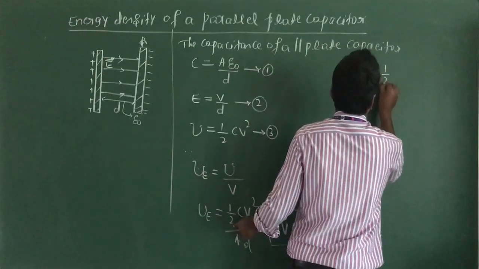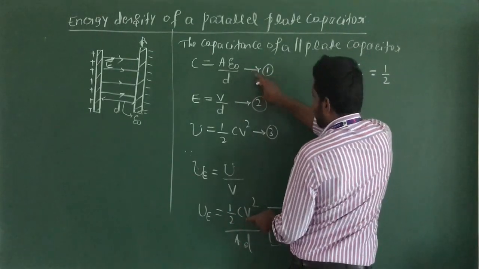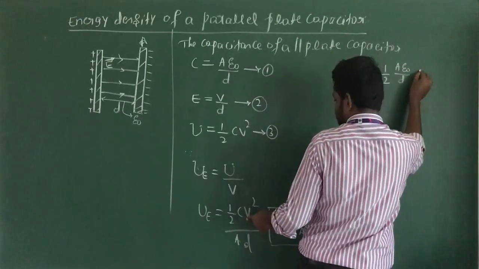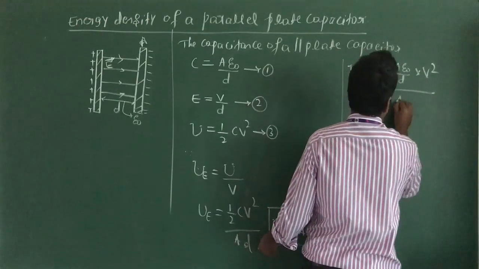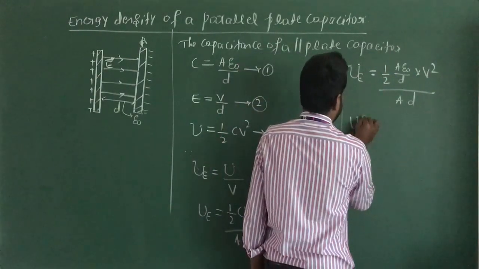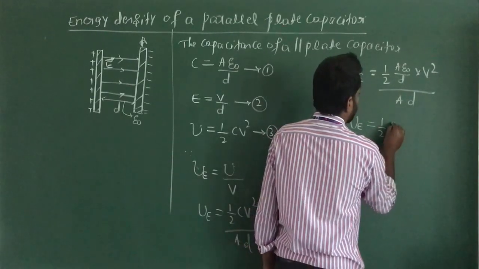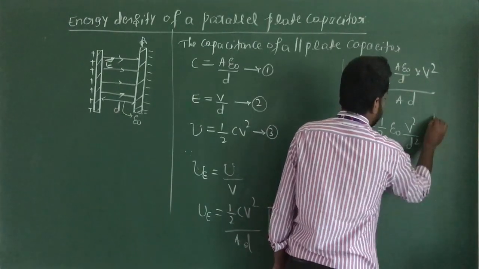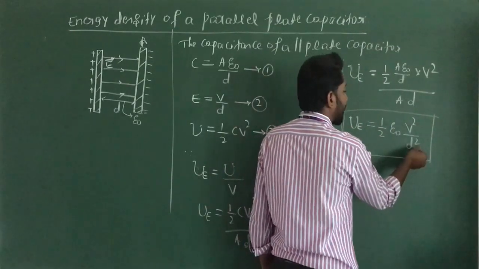We get U_E is equal to 1 by 2, and C is the capacitance of a parallel plate capacitor. Substitute this value in this equation. We get A into epsilon naught divided by D into V square, whole divided by A into D. Here A and A get cancelled. We get the energy density of a parallel plate capacitor, U_E is equal to 1 by 2 epsilon naught into V square divided by D square.